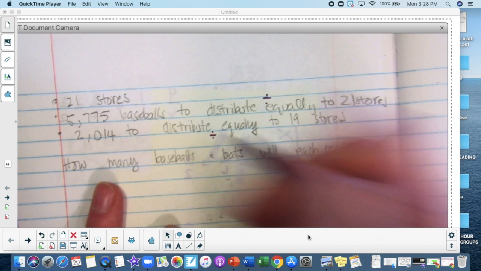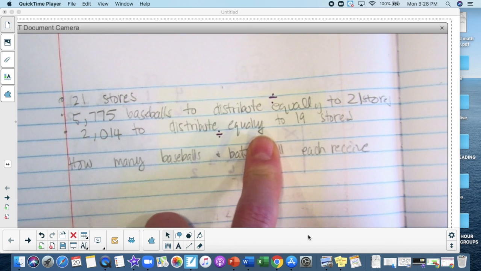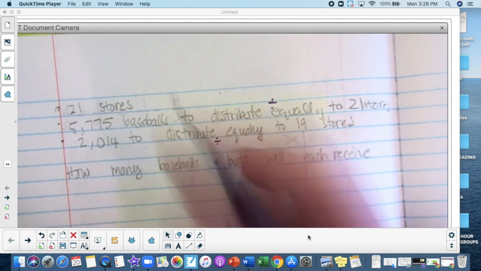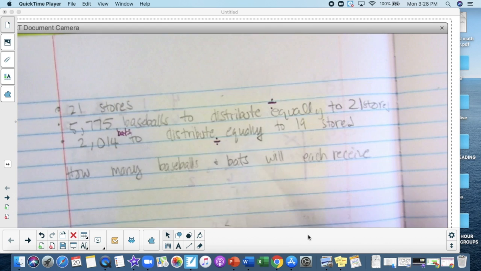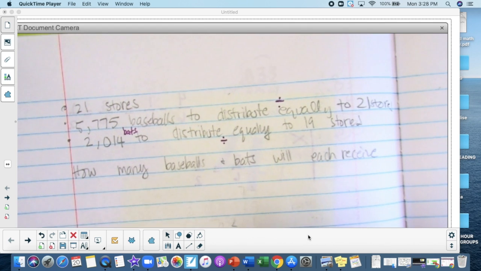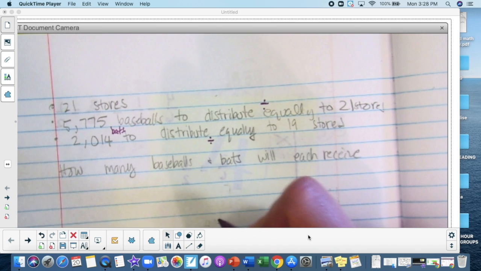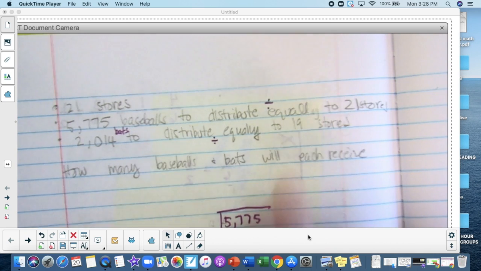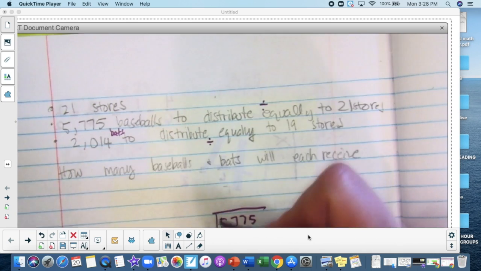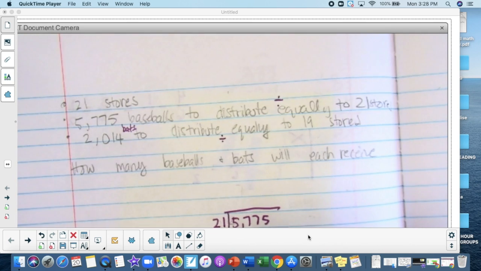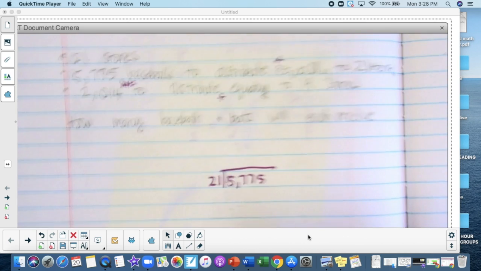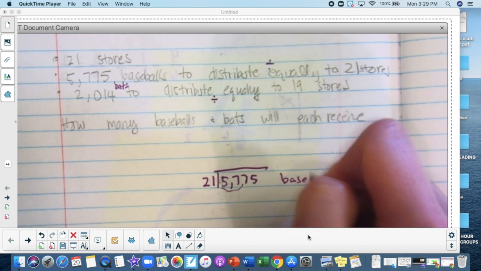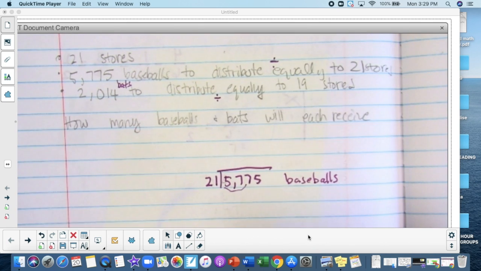Well, I know when I'm distributing equally, I'm dividing to 19 stores. So he's going to be, and this is bats, 2,014 bats. So I need to divide 5,775 distributed equally across 21 stores. Okay? Well, I know that 21 goes in, and this is baseballs. I'm just going to write right here what my unit is over here so I don't forget.